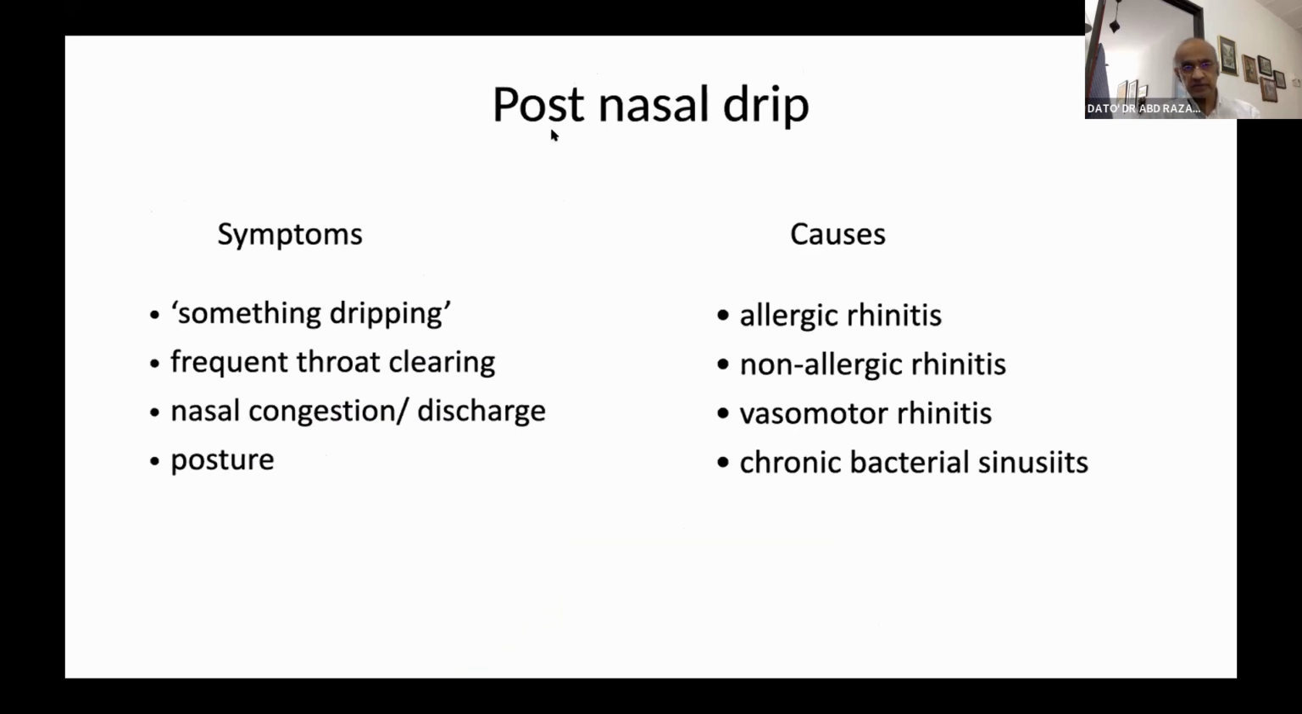The moment they sleep flat looking at the ceiling, the secretion will just drip to the throat, and then they wake up suddenly because they feel like choking. So always tell them to sleep on the side, left or right. Very, very important. I already mentioned all these causes to you.